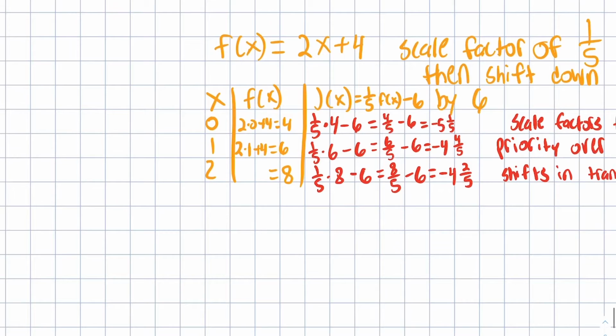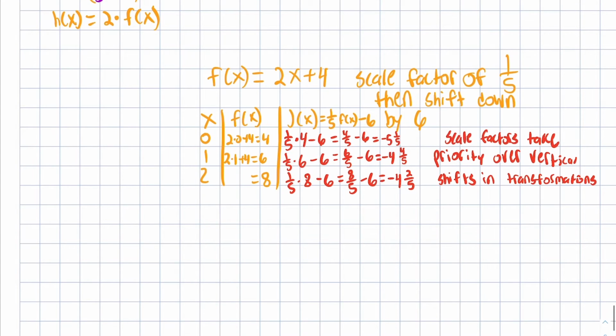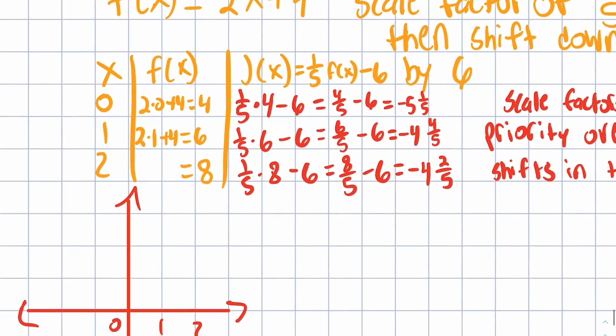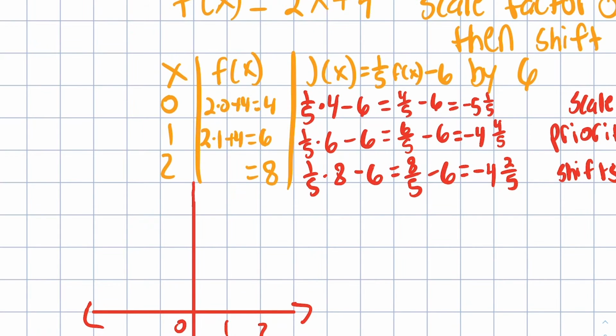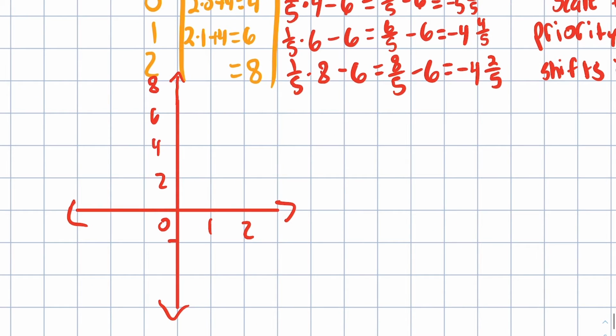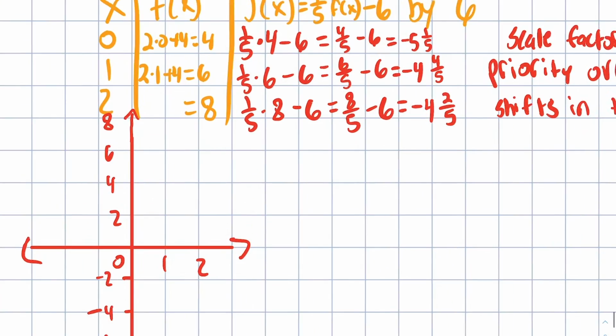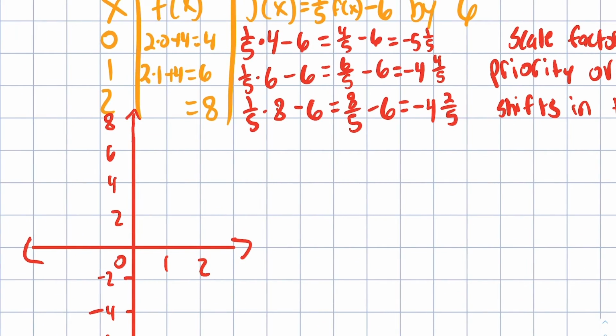Let's get a graph and see how this looks. And the y's I need are 4, 6, 8. Okay, so let me extend this a little higher. Let's count by 2s. 2, 4, 6, 8. And I also need some negative numbers, down to -2, -4, -6, and now let's put some dots.